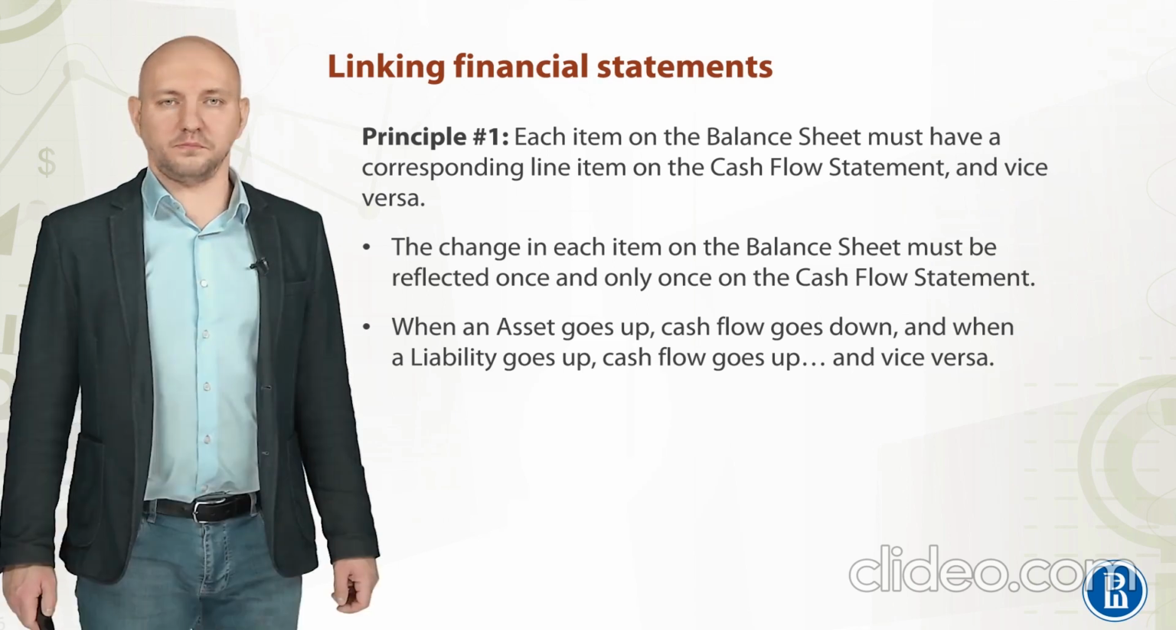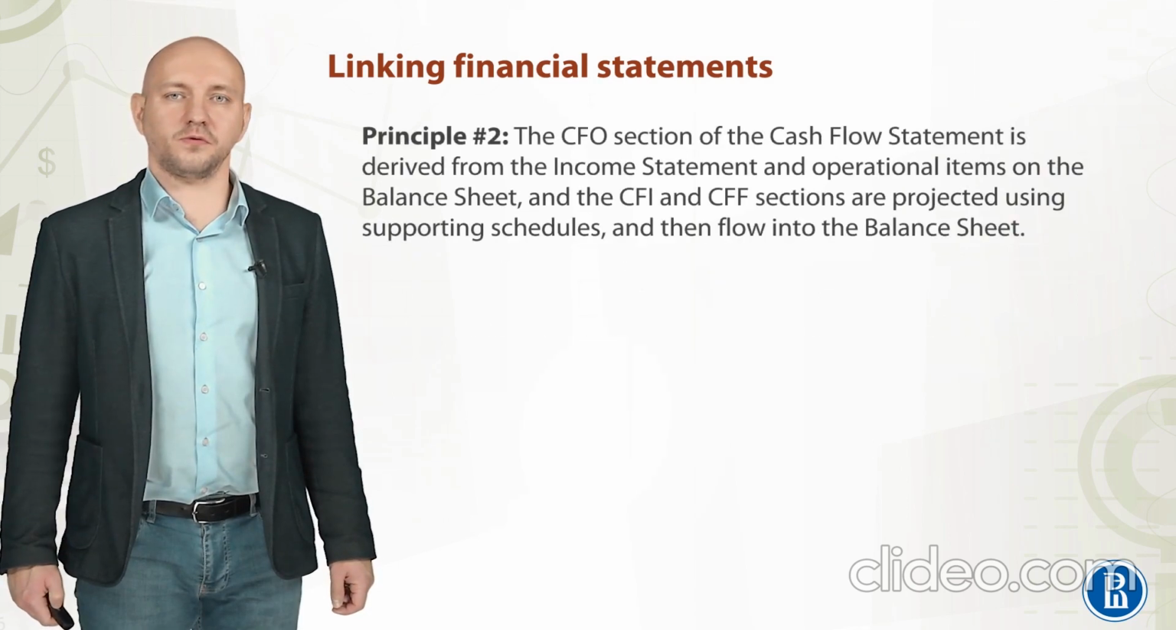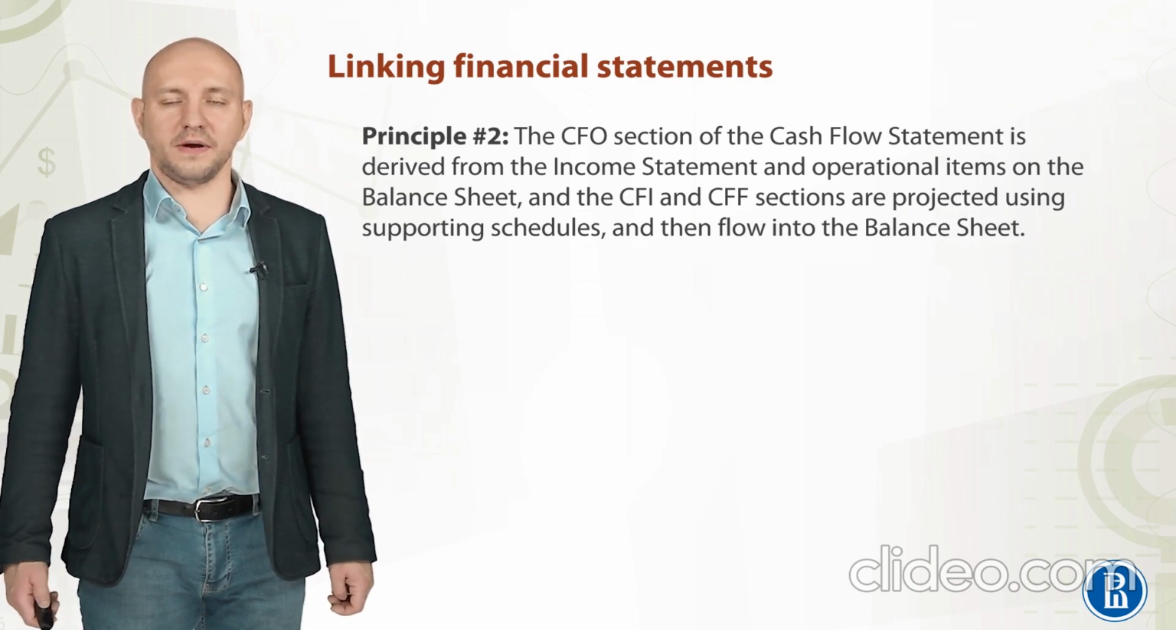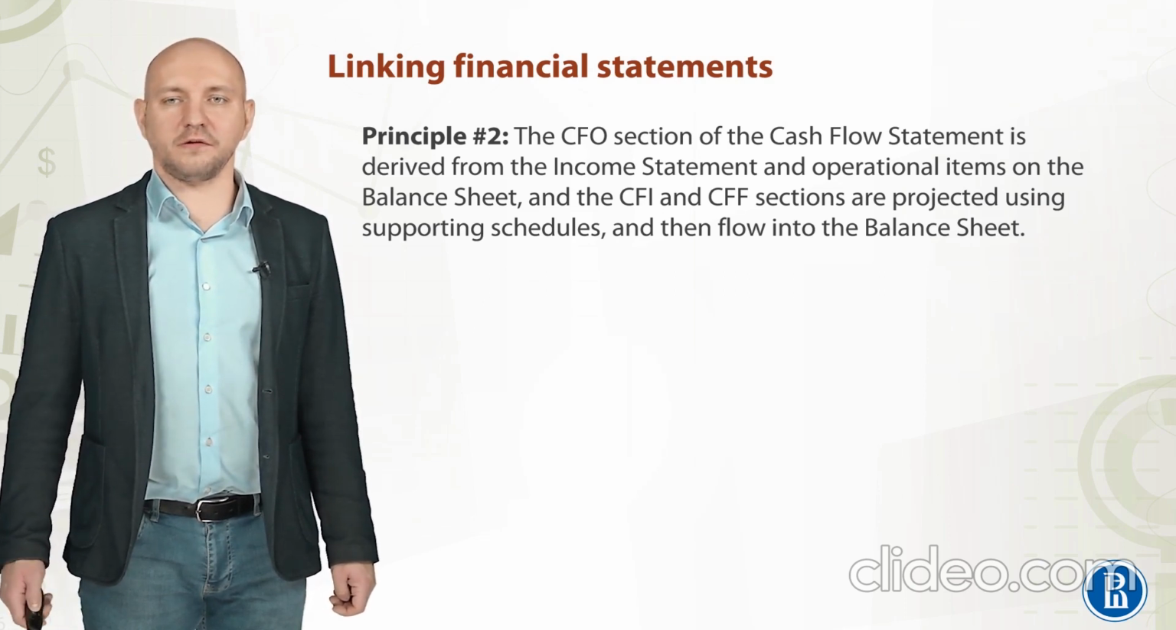Principle number 2. The cash flow from operations section of the cash flow statement is derived from the income statement and operational items on the balance sheet. And the cash flow from investments and cash flow from financing sections are projected using supporting schedules and then flow into the balance sheet. That's what we have already covered in our previous lectures.